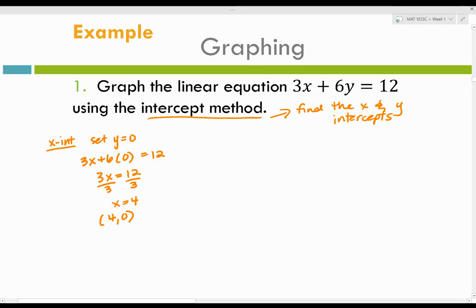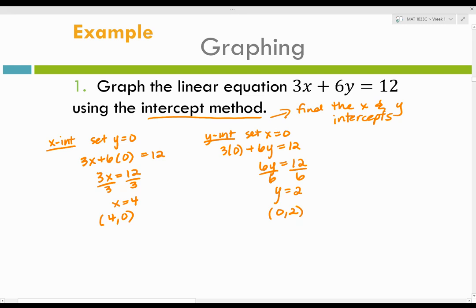All right, let's find our y-intercept. Remember, whatever intercept you're trying to find, you set the opposite variable equal to 0. So this time, I'm going to set x equals 0. Everywhere in that equation where I see an x, I'm going to plug in 0 in its place. 3 times 0 is 0, and then 6y = 12. To get y by itself, I'm going to divide both sides by 6. So that gives me y equals 2. In coordinate form, I'm going to write (0, 2).